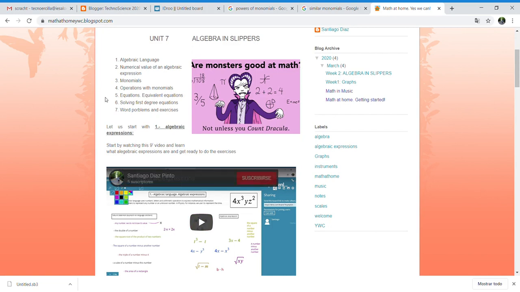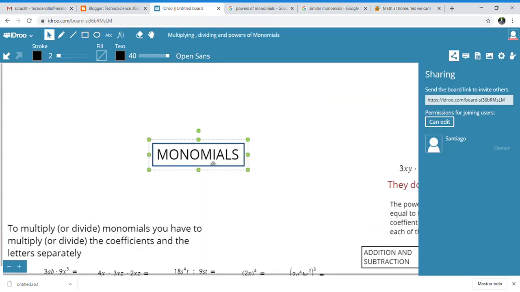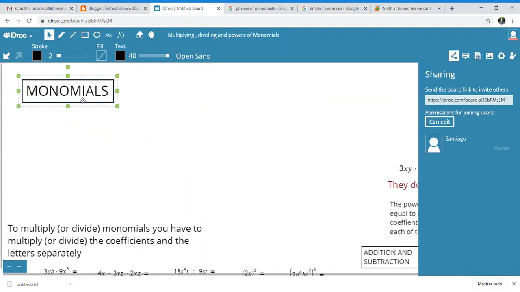Today we are going to go on studying the fourth paragraph of Unit 7, Algebra. Today we have to study how to multiply, how to divide, and how to do the powers of monomials. So this is what we are going to study.